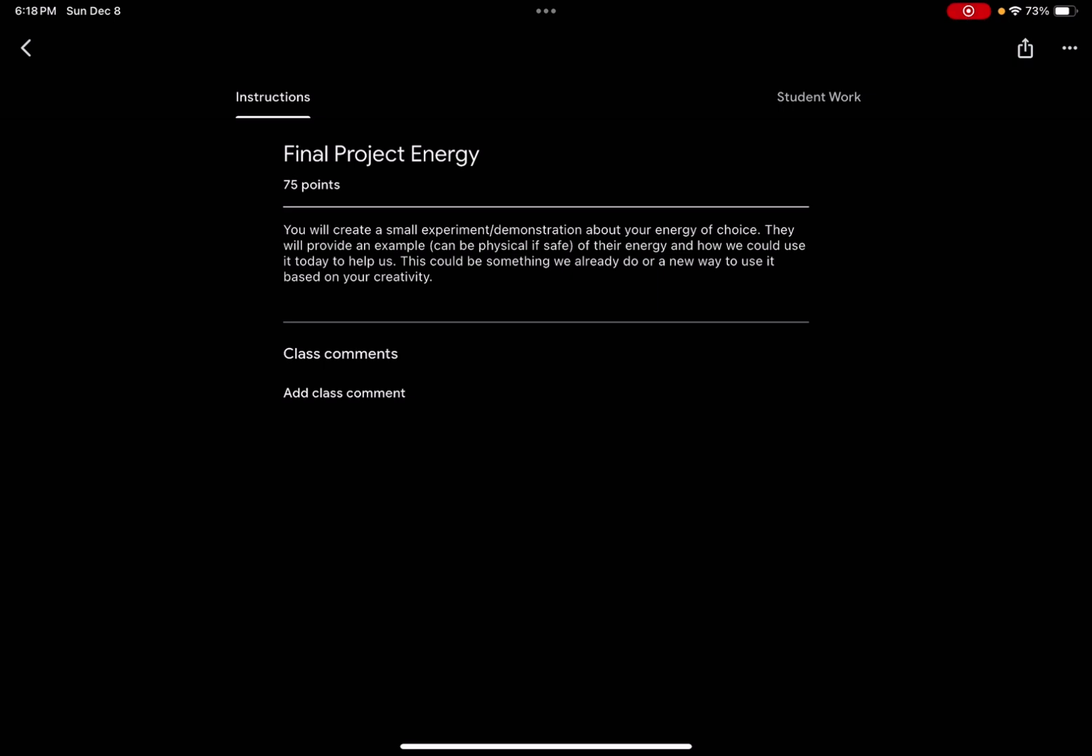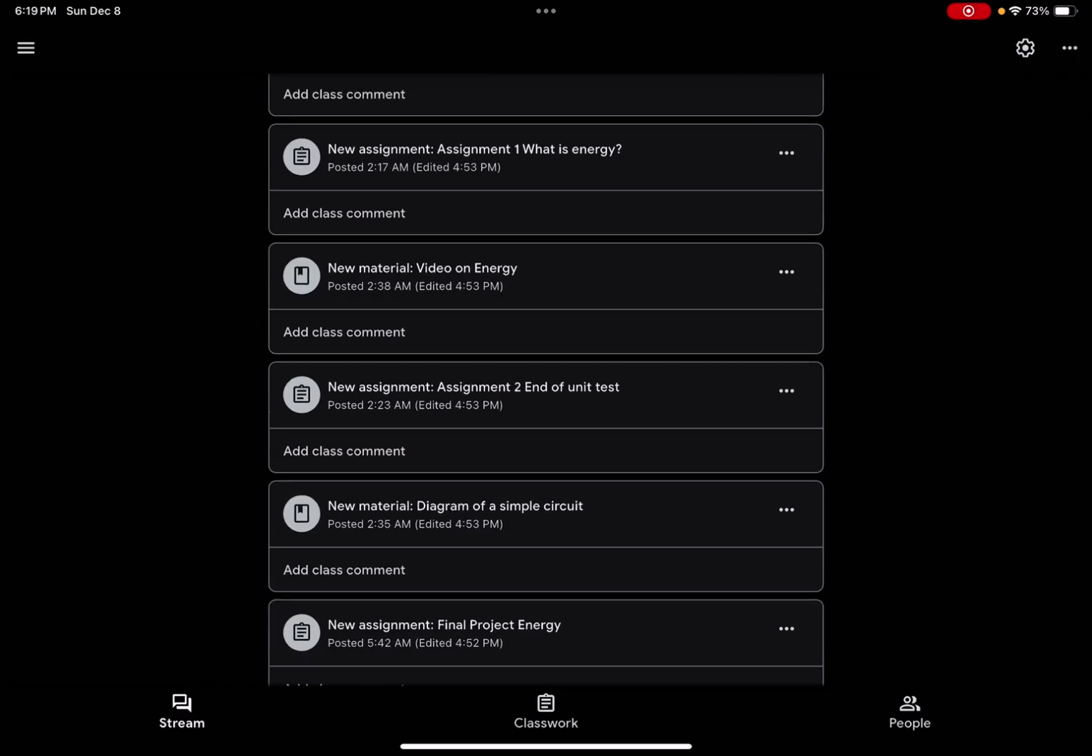Okay, you're going to provide a physical one of your energy and how we could use it today to help us. So what can your creation, your project do with energy to help us? This could be something we already do, such as a demonstration of a light bulb, like in the circuit we talked about, or it could be a new way to use energy based on how you create it. So you will get to use your creativity to create an invention. And that will be your final project.